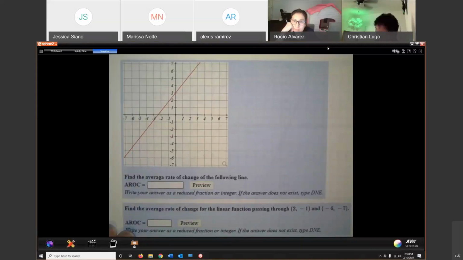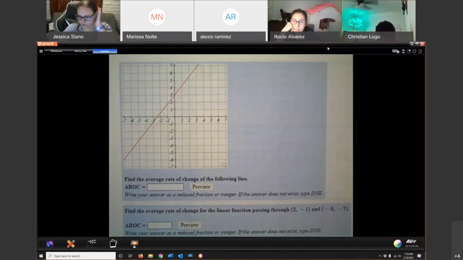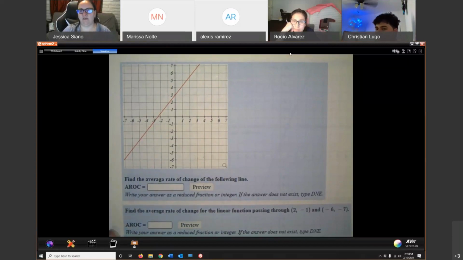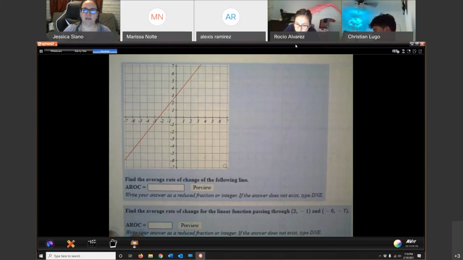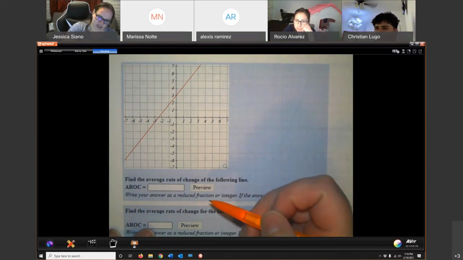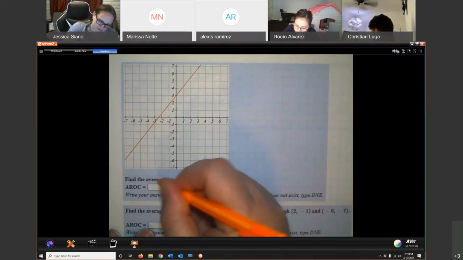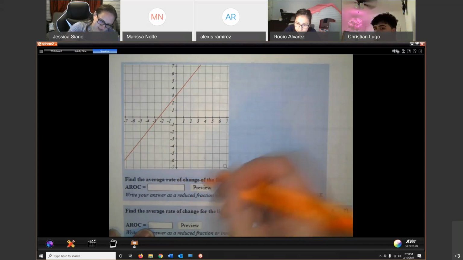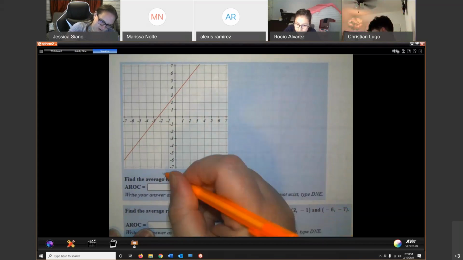We are at the beginning of Module 2, and Module 2 is going to deal primarily with linear functions. So remember, linear functions are functions that when we graph them, we get lines like this. When we're looking at these examples of linear functions, the first thing that we're going to see very often is being asked for the average rate of change. Average rate of change is just a fancy way of asking for the slope.